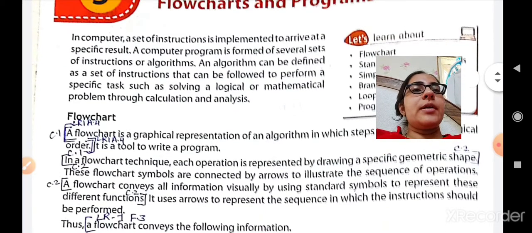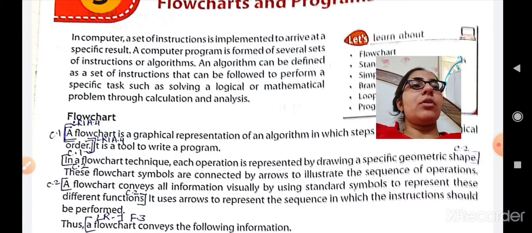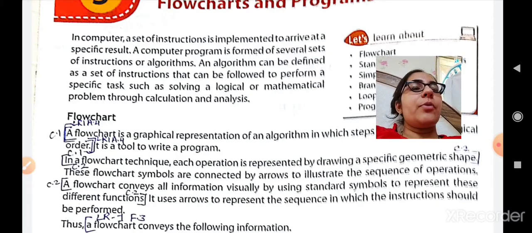Okay, so in a flowchart technique, each operation is represented by drawing a specific geometric shape. As I have already discussed with you, these shapes are known as geometric shapes. So in the flowchart, all these geometric shapes are used to create a program. These flowchart symbols are connected by arrows to illustrate the sequence of operations. It means that starting from the start button, then we come to the operations which we want to perform. First we need to get the input from the user, then we need to process the data, then we need to show the output. So all these are connected using the arrows, the down arrow, up arrow.